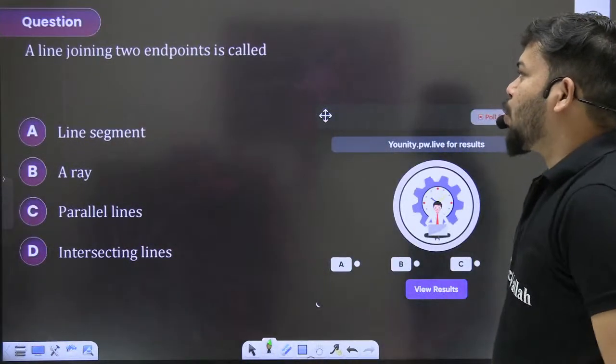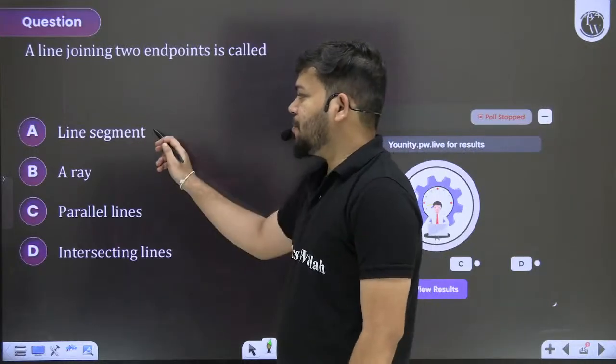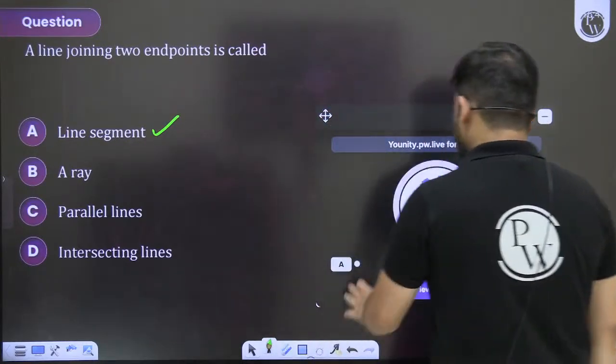A line joining two endpoints is called a what? Two endpoints means which is line segment, right? Option A will be the correct answer.